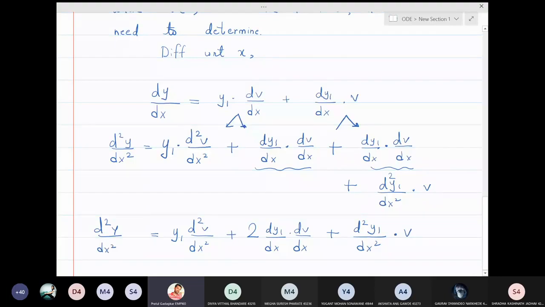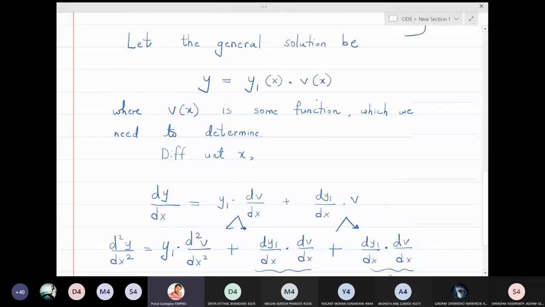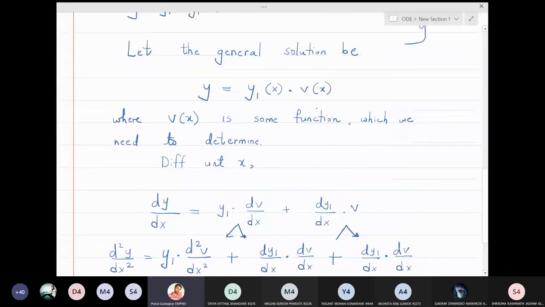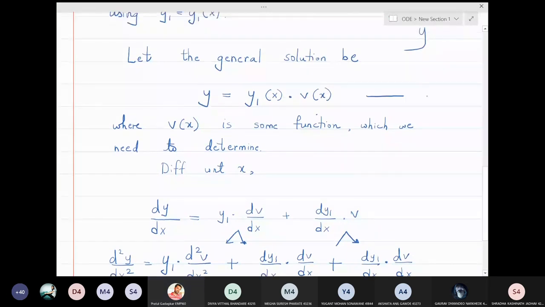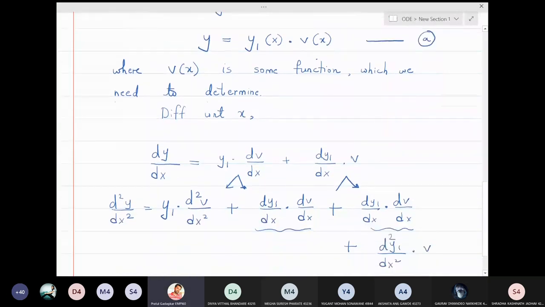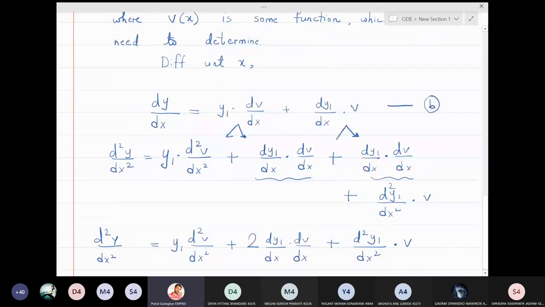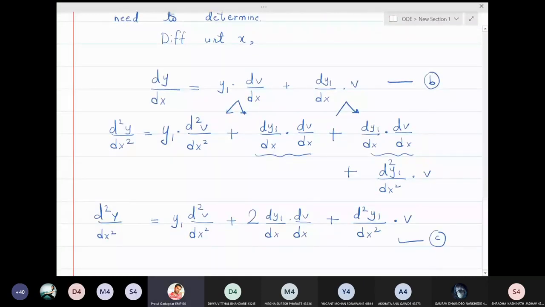Okay. Now I will look at what is y equal to. What is original y equal to? y is equal to y1 v. So let me write this equation A. What is dy by dx? Let me write it equation B. And what is d2y by dx squared? This is equation C. And now we'll take A, B and C and substitute them in equation 1.